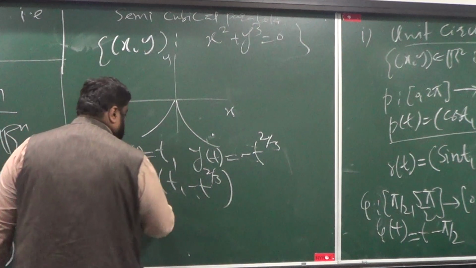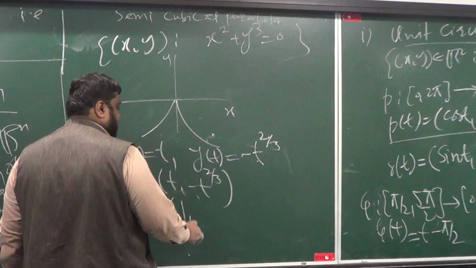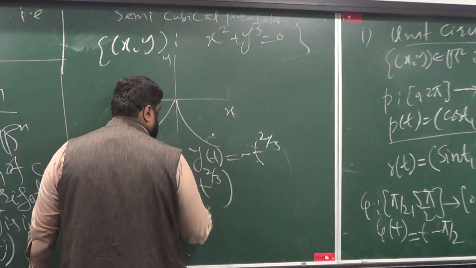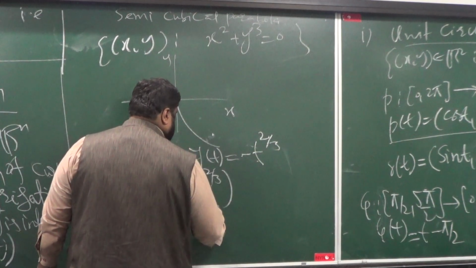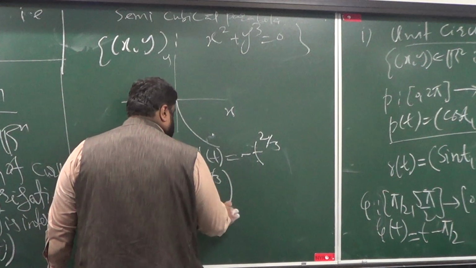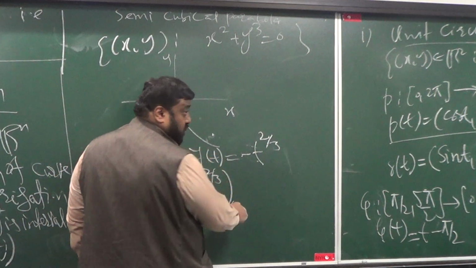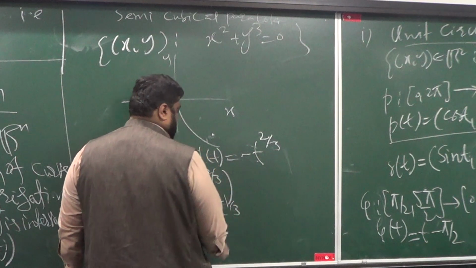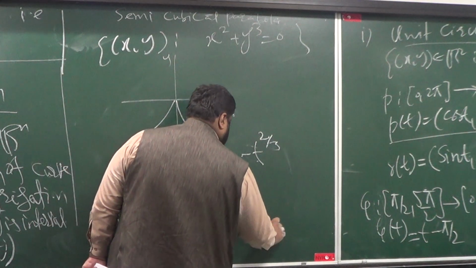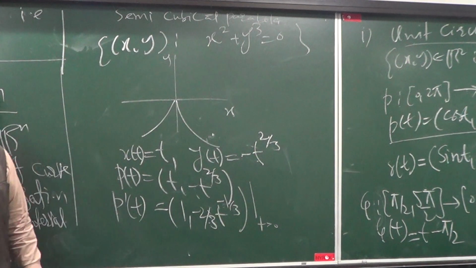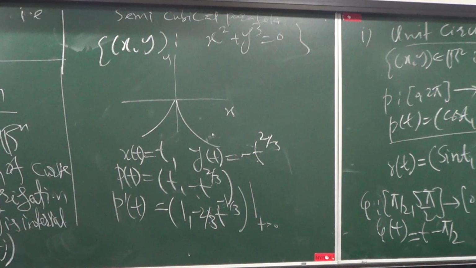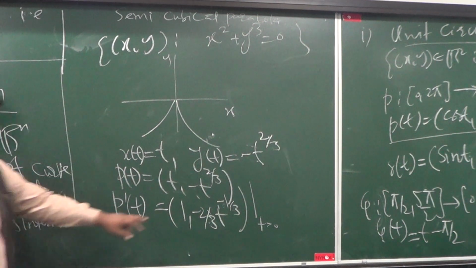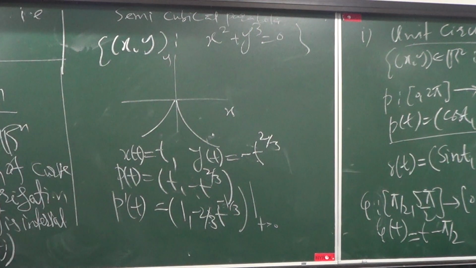T prime of t is going to be 1 minus 2/3 t raised to minus 1/3, and evaluate it at t equal to 0. So what is that? This curve is not regular. Why is it not regular? Because this minus is a trouble. It's going to go in the denominator and mess up the things actually. Okay?